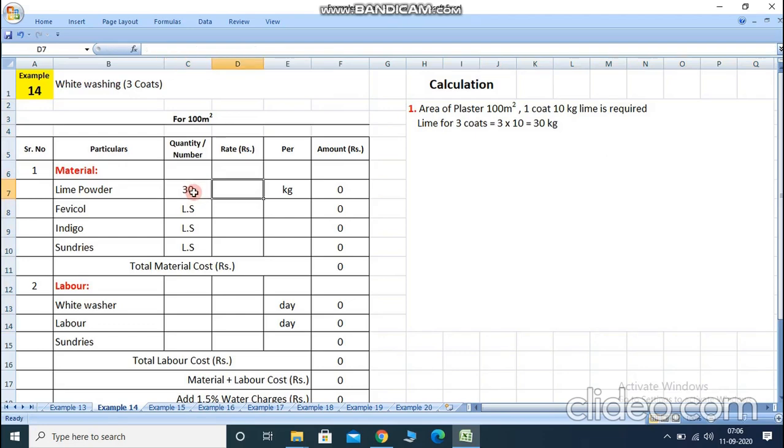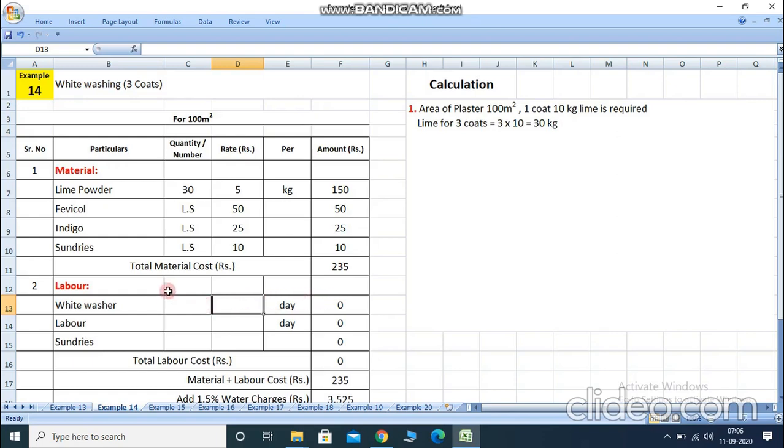Then the lime powder rate is 5 rupees per kg. So 30 multiplied by 5 is 150 rupees, the lime powder amount. Then lump sum Fevicol amount we take as 50 rupees, lump sum indigo amount we take as 25 rupees, and extra cost we take as 10 rupees per 100 square meter of whitewashing 3 coats. So the total is 150 plus 50 plus 25 plus 10, equal to 235, the total amount of material.